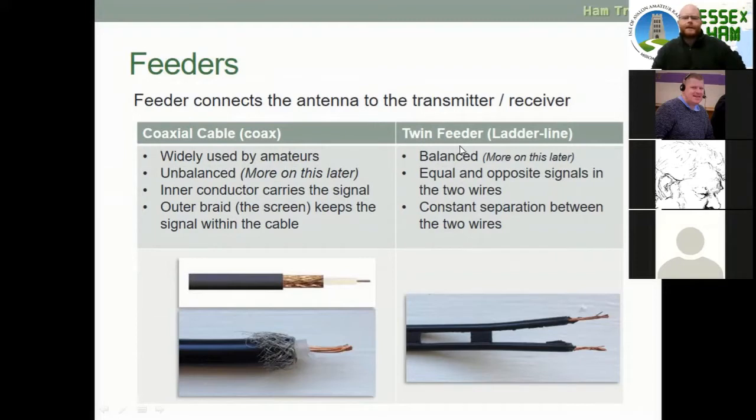With the twin line feeder, or the ladder line, this is a balanced feeder. Again, we'll cover more on that later. It has equal and opposite signals in the two wires. There is a constant separation between the two wires. The distance between the two is the same all the way along the cable.